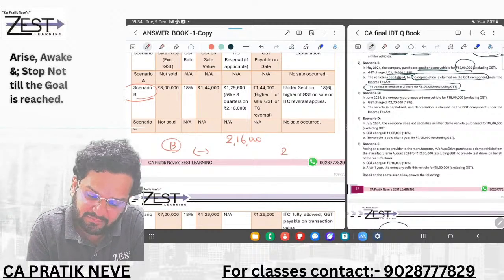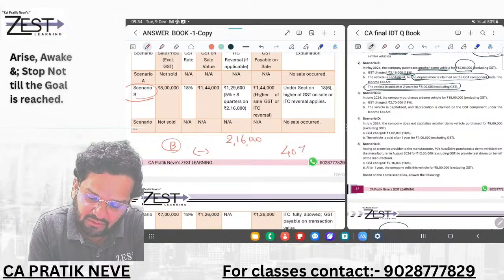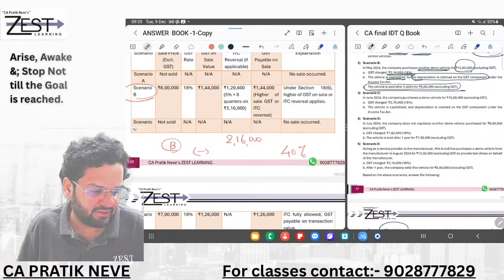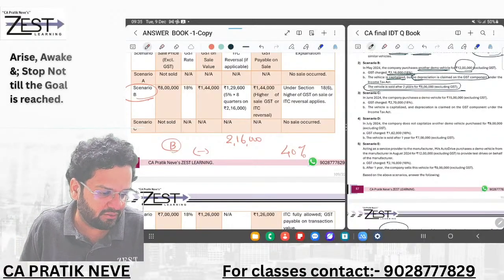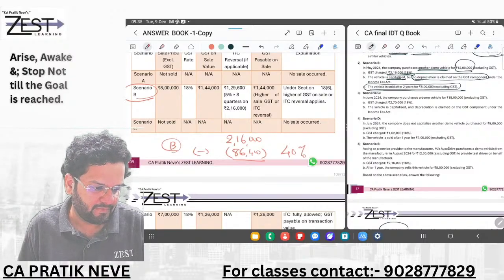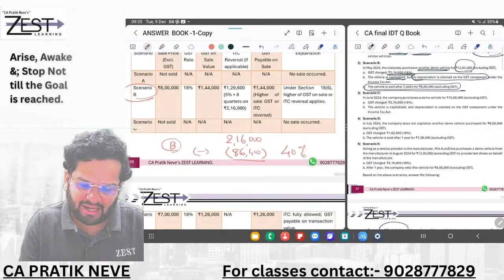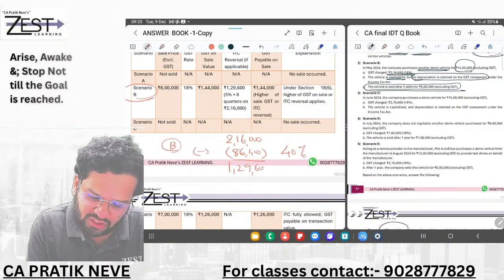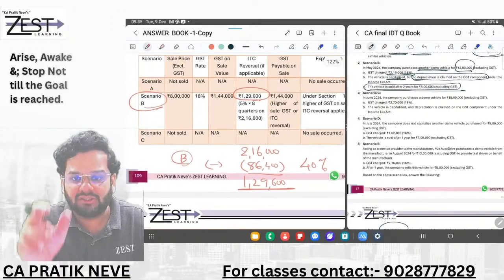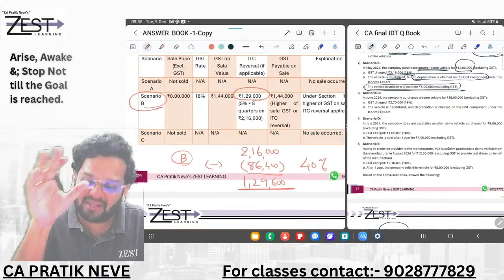2,16,000 minus 40%. Why 40%? 8 quarters, 8 into 5, 40%. So 2,16,000 into 40% is how much? 86,400. So minus 86,400, you will get 1,29,600. So GST payable becomes 1,29,600, or the tax payable on the transaction value.